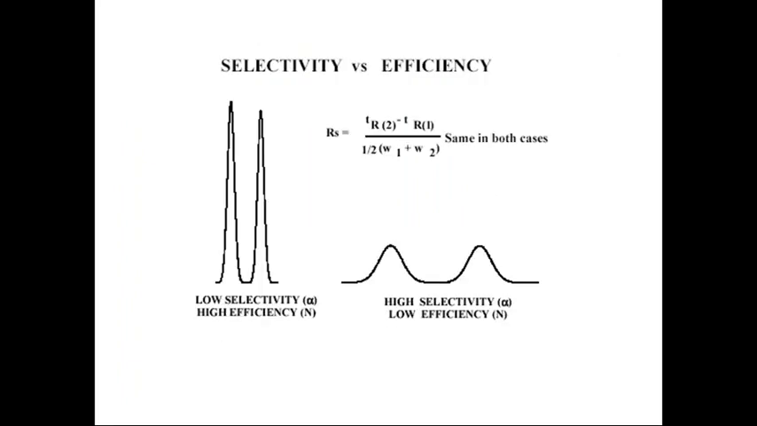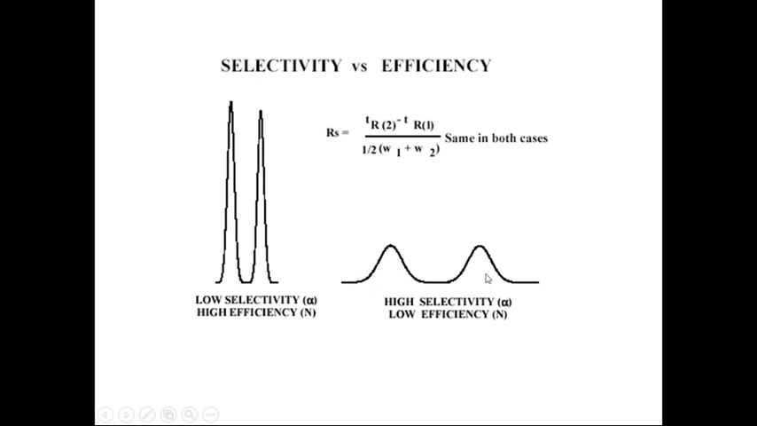And selectivity versus efficiency. So compare these two chromatograms. You see this, there is low selectivity but very high efficiency because you have got very good peak heights. Here you have very high selectivity.